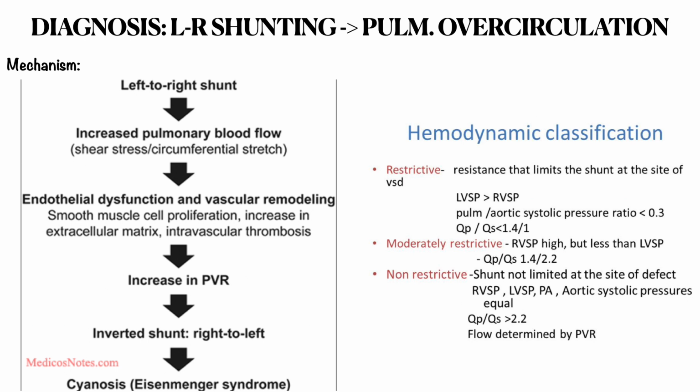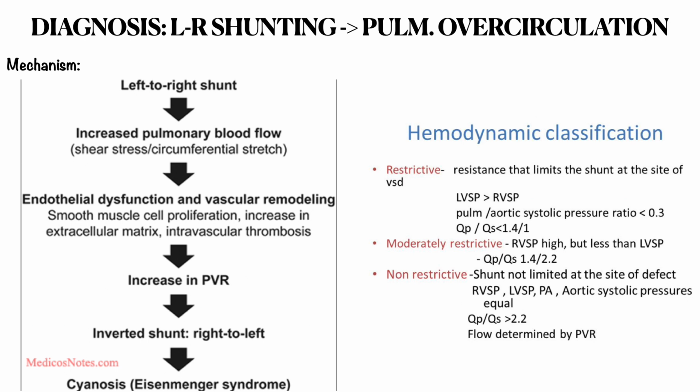And also the hemodynamic classification of left to right shunting or ventricular septal defect is that there are restrictive, moderately restrictive, and non-restrictive. Restrictive VSDs have resistance that limits the shunt at the site of the VSD, right? So LVSP is greater than RVSP, that is the left ventricular systolic pressure is greater than the right ventricular systolic pressure, as I have talked about earlier, 100 mmHg and 25 mmHg. And the pulmonary to aortic systolic pressure ratio is less than 0.3 in a restrictive case. QP by QS is less than 1.4 by 1.